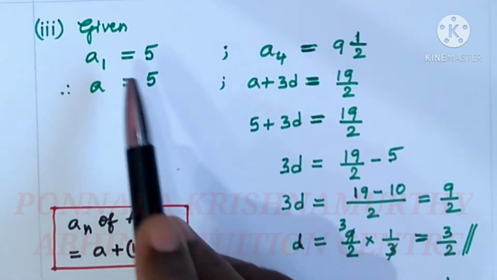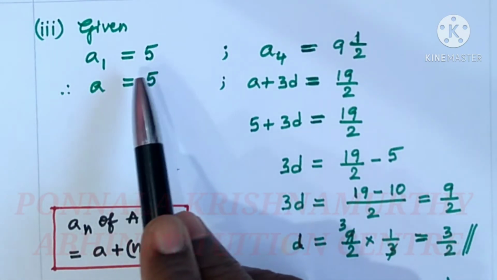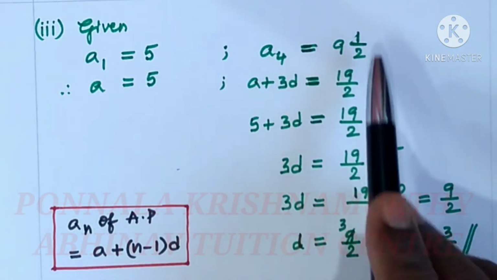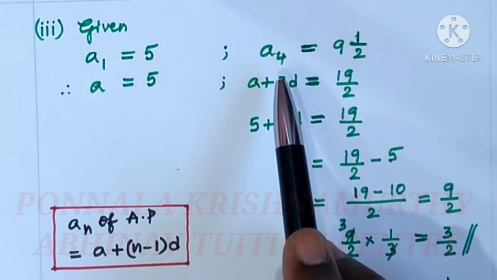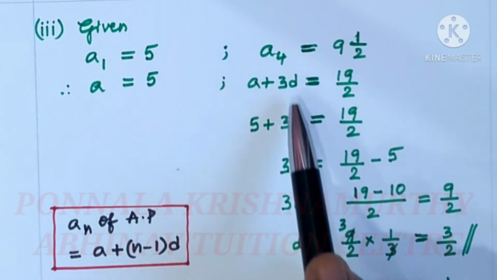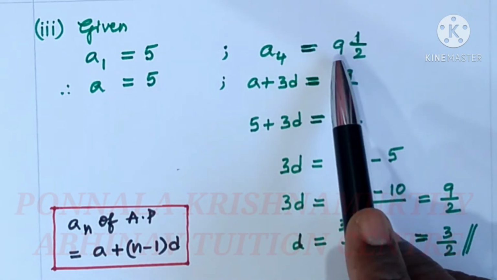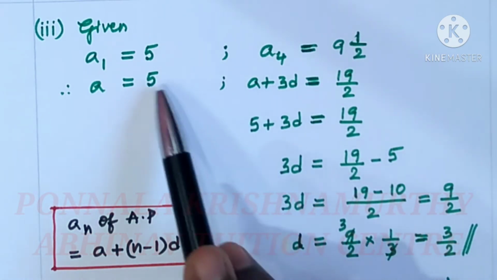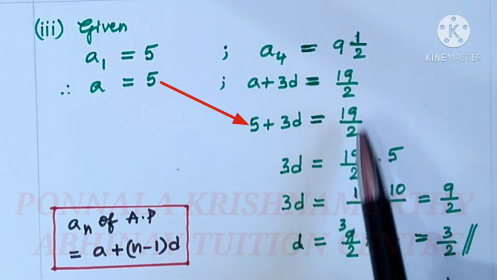Third one, given A1 equal to 5. That is A equal to 5. A4 is equal to 9 1 by 2. A4 is A plus 3D. That is equal to 2 9s are 18 plus 1, 19 by 2. A is 5 plus 3D is equal to 19 by 2.